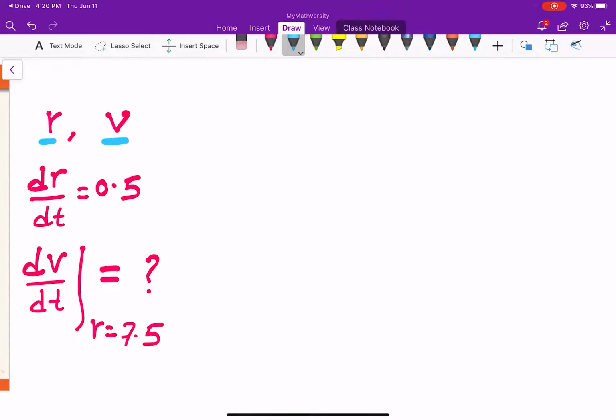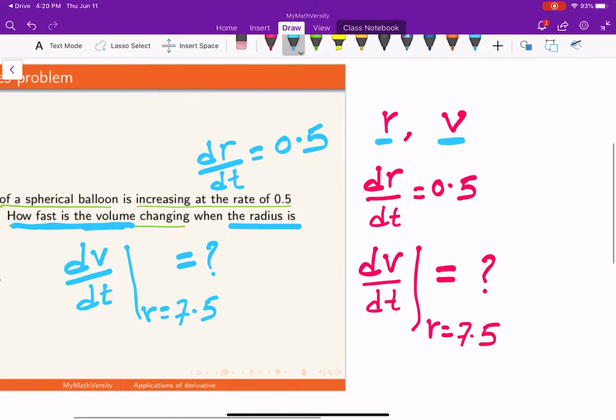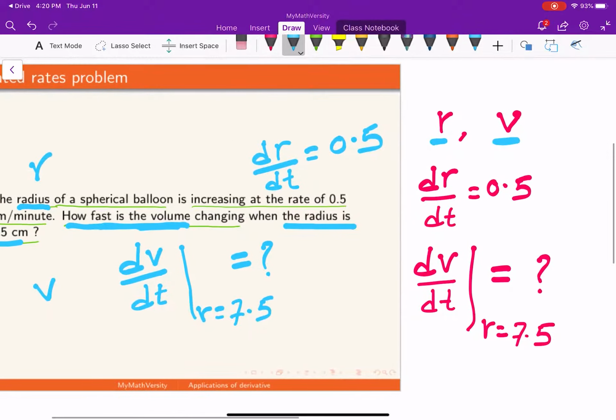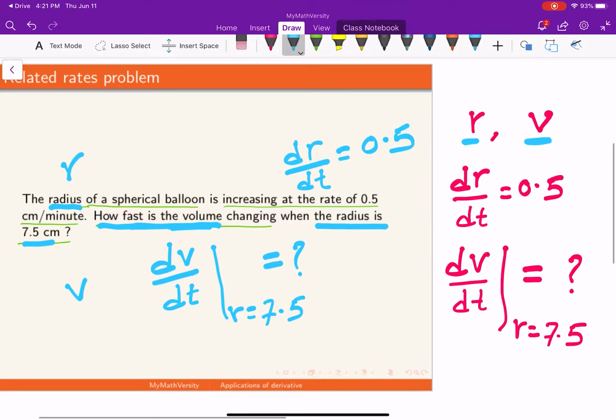So how is r related to v in this problem? What is r? Radius. What is v? Volume. But volume of what? Sphere, right? And r is also the radius of the spherical balloon. If that is the case, how are the volume and radius related? Is there any geometry related to that? Spherical balloon, right? So a sphere.